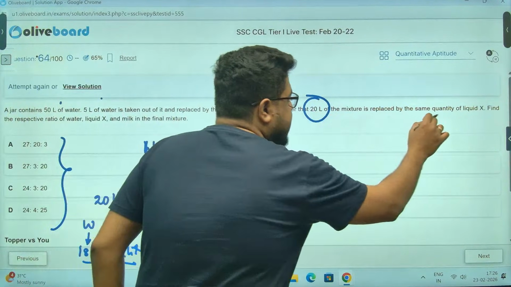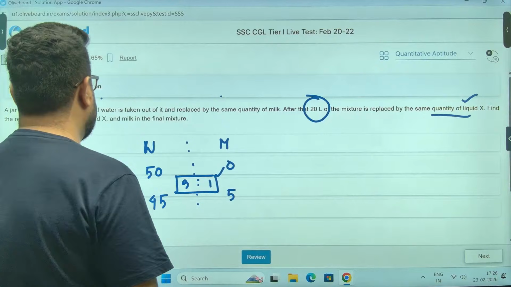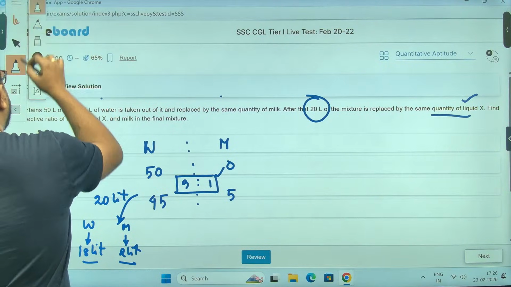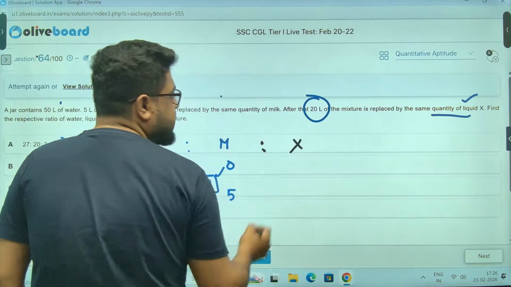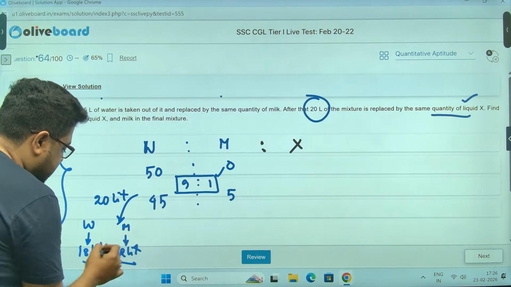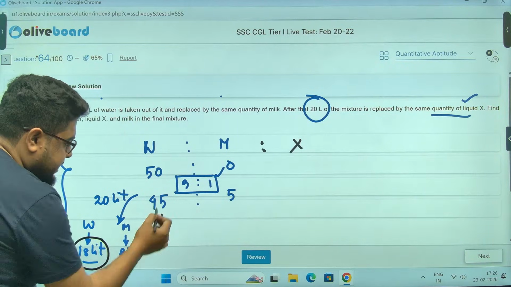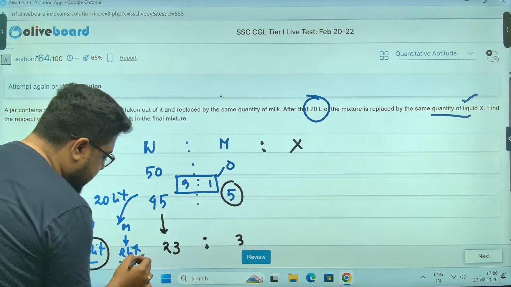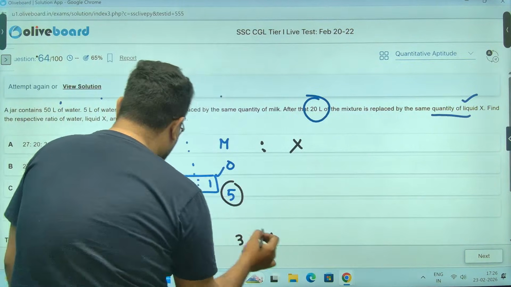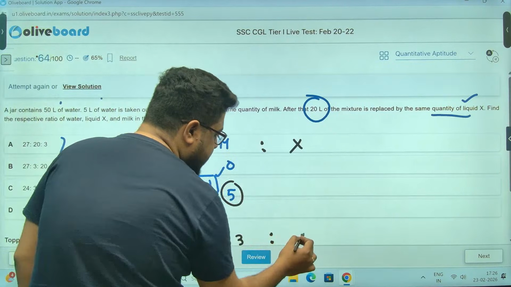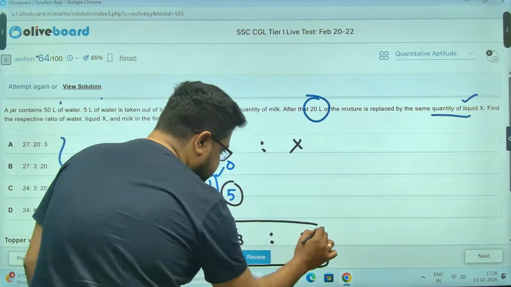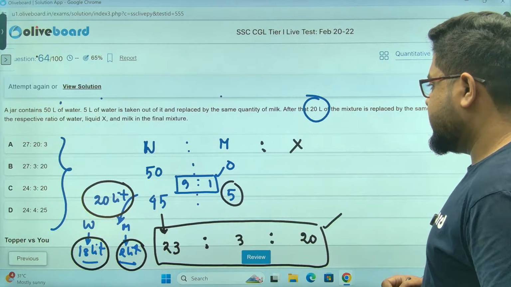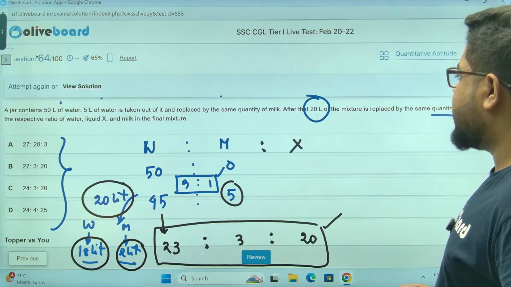Now, replaced by the same quantity of liquid X. Acha, liquid X is something else, so liquid X will now get introduced. Now, sir, out of that 18 liters I've taken out, from 5 I've taken out 2 liters, 3 liters remaining. And total I've taken out 20, so 20 liters of liquid X will be there. This must be your answer, sir. 23, 3. Check second. Have I made any error?